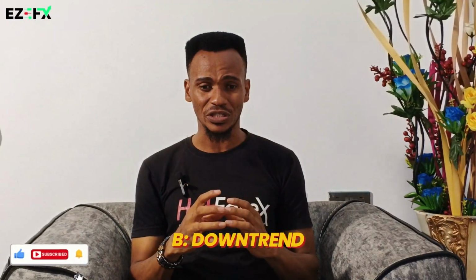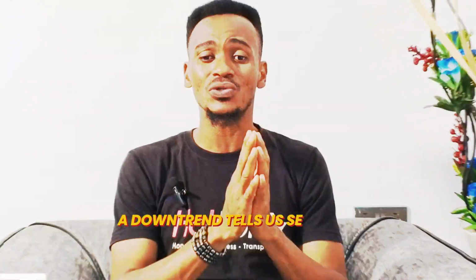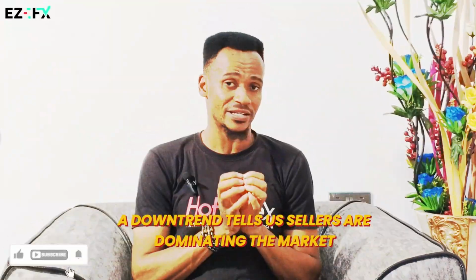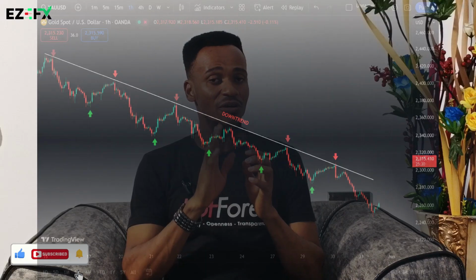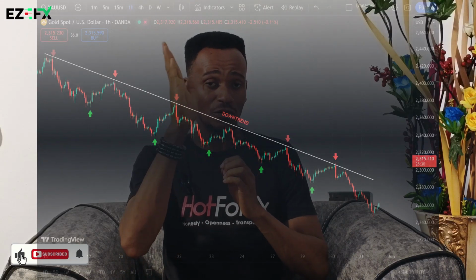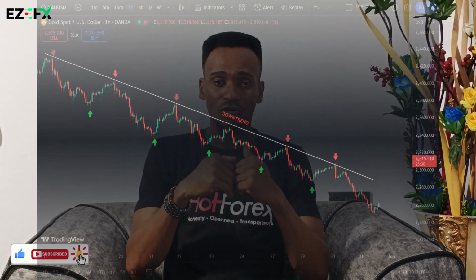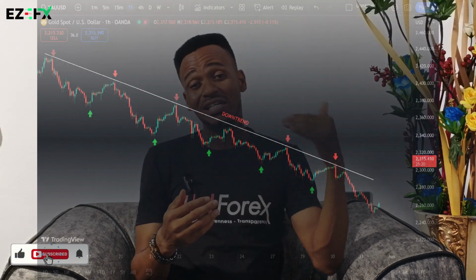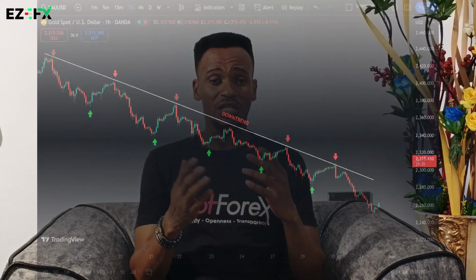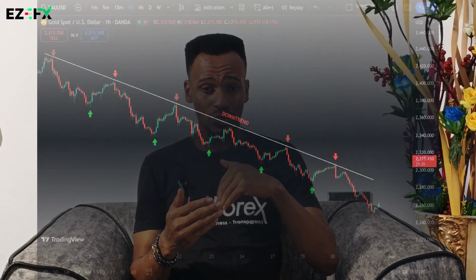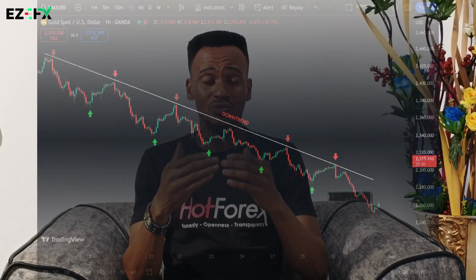B, downtrend. A downtrend tells us sellers are dominating the market. Just like we say in an uptrend buyers are in control, in a downtrend sellers are in control. In a downtrend, you can say the market is bearish, you can say the market is going short. These are terms you can use to identify a downward trend.